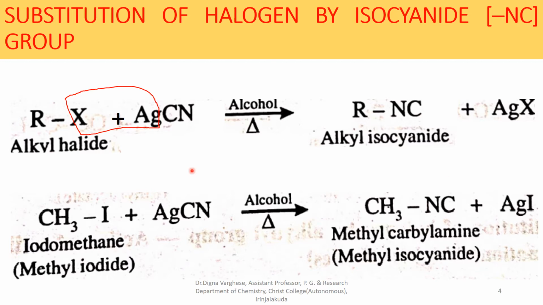This reaction is also known as the formation of isocyanide or alkyl carbylamine. So the substitution of halide group by isocyanide group by the action of alcoholic silver cyanide forms the corresponding isocyanides or carbylamine.